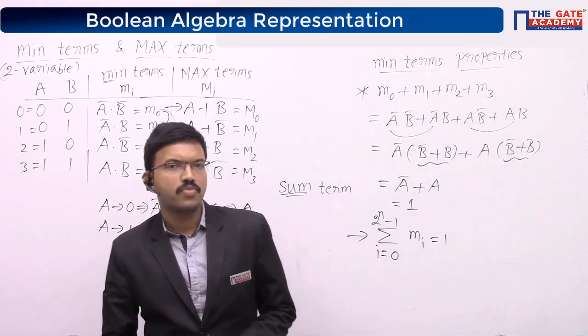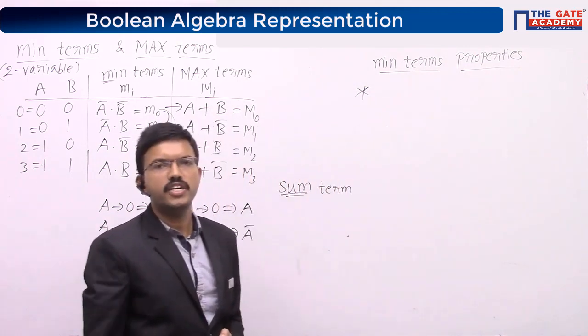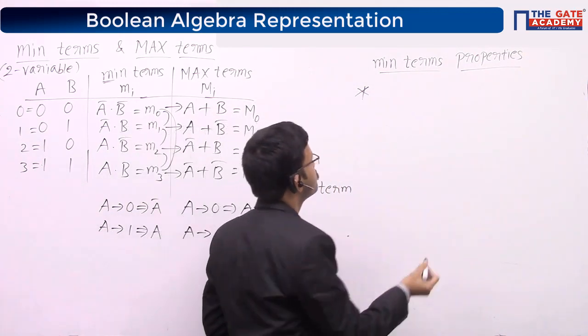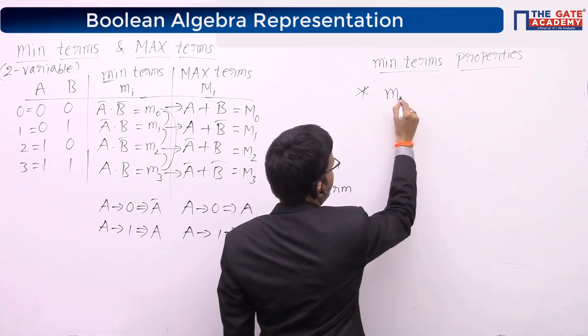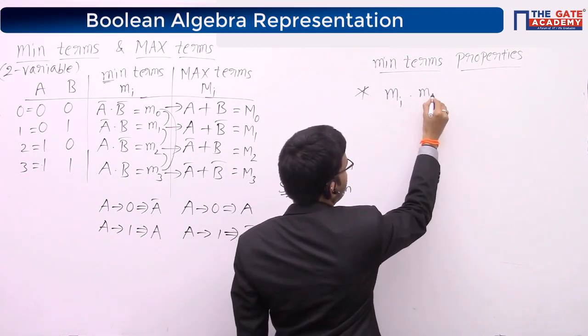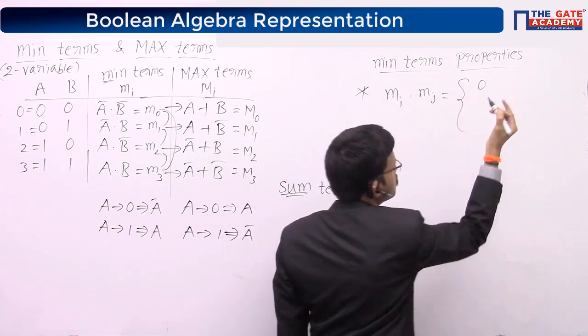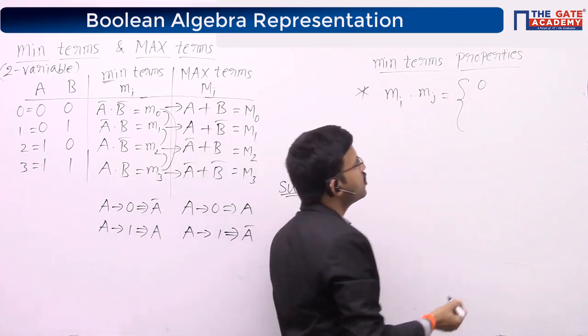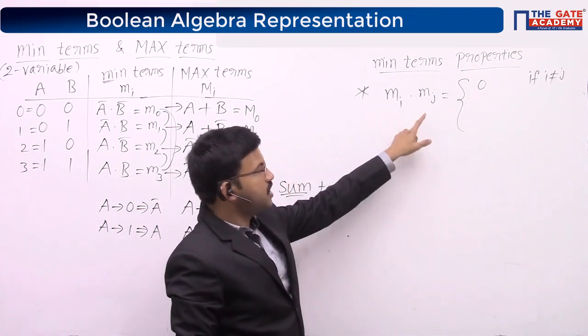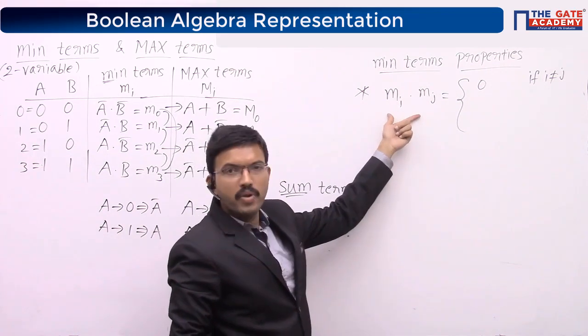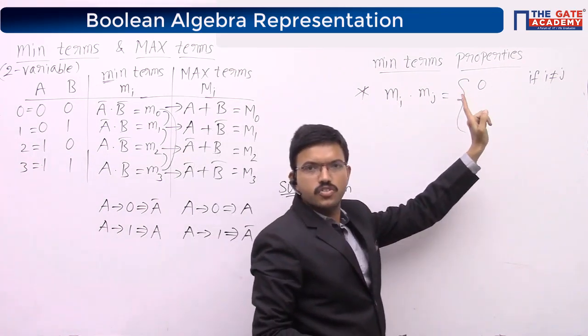Write down: the product of any two different minterms is equal to 0. That means I am writing like this: mi into mj is equal to 0 if i is not equal to j. If i and j are not equal, then if you are multiplying the minterms, the answer is 0.